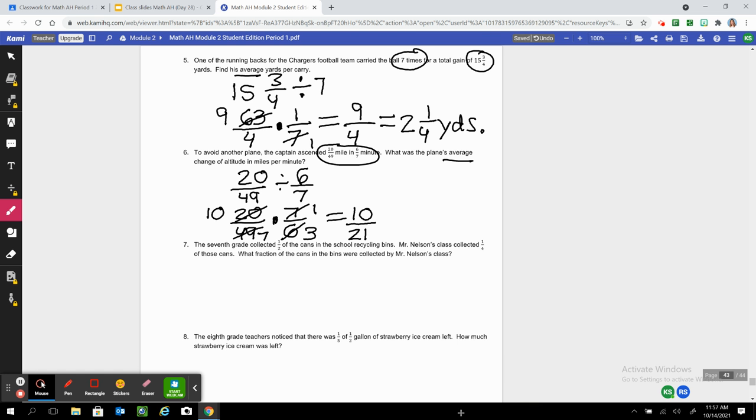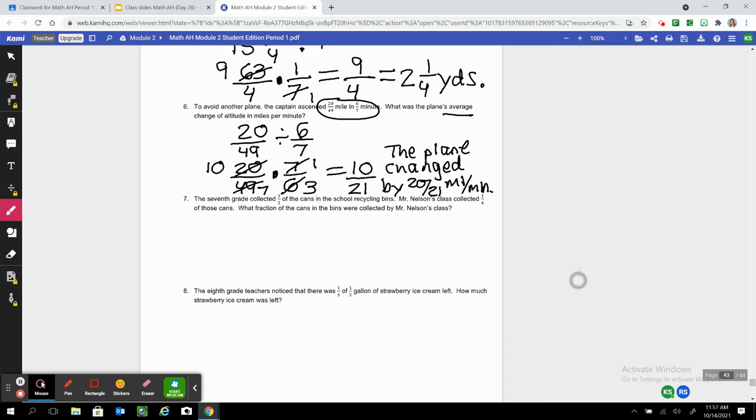Interesting question, but we would say the plane changed by 10 over 21 miles per minute. I think that's how you would write it.